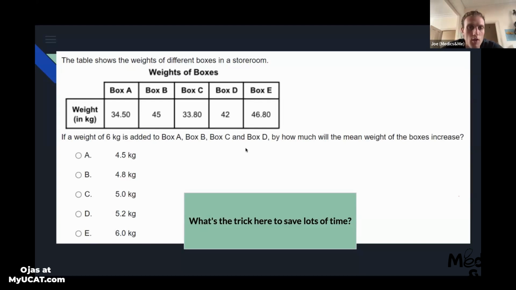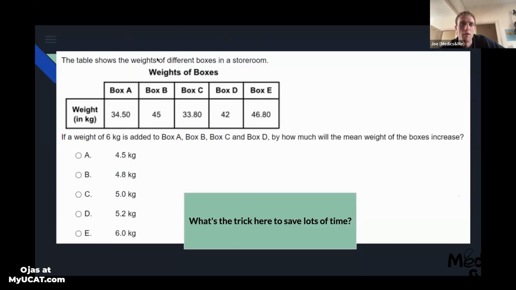So someone immediately said, was it 24 over 5? And that's perfect, isn't it? So what we really need to work out here is just how much will the mean weight increase. And we're already told exactly how much weight's being added. So we've got 6 kilos added to 4 boxes. So what is that total? 24, exactly.